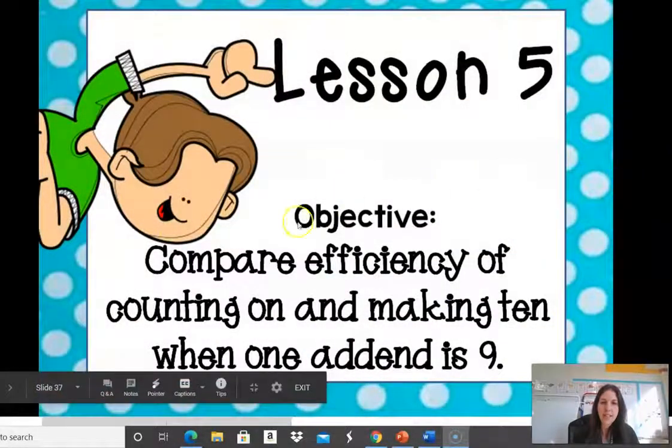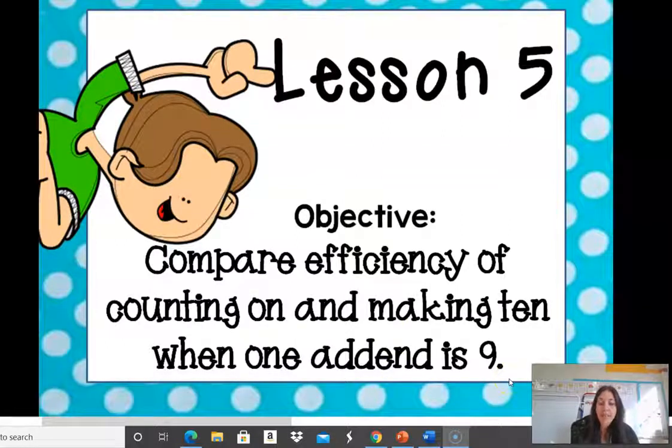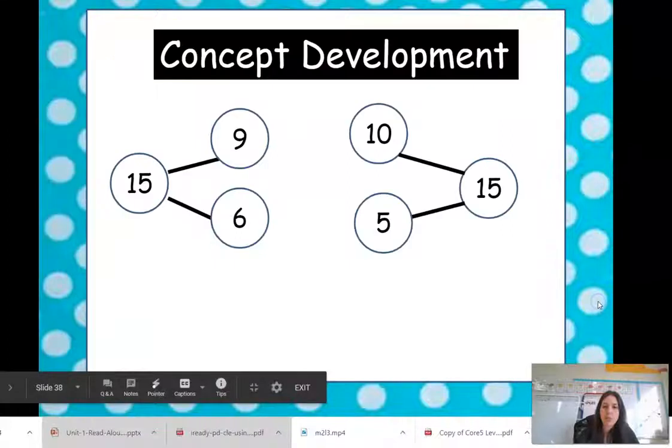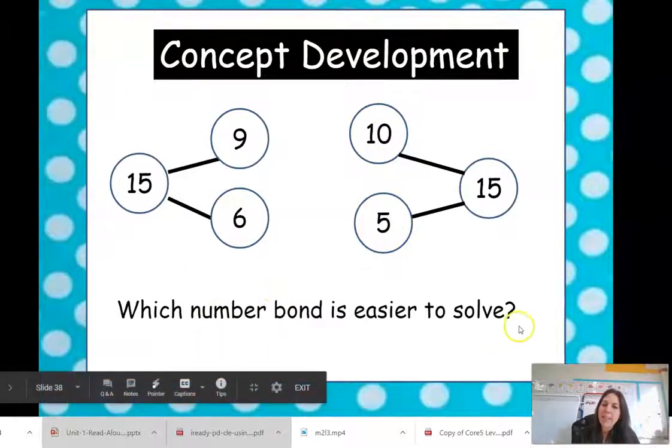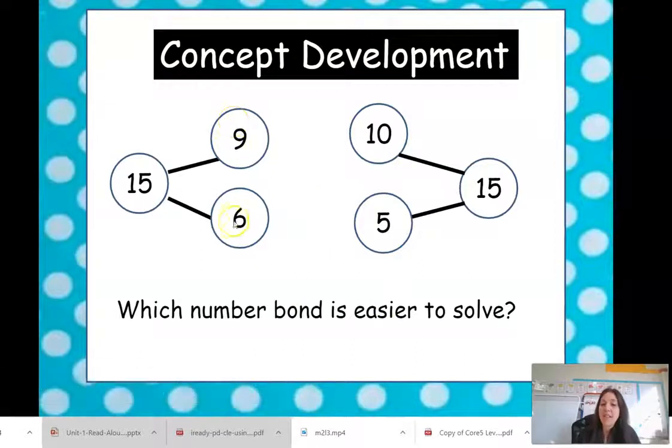Our objective for today is to compare efficiency of counting on and making 10 when one addend is 9. So we're going to be looking at two different strategies, counting on and making 10, to see which one is quicker, which one makes sense to use. So we have these two here. If you look at this number bond, 9 plus 6, or this one, 10 plus 5, which number bond is easier to solve?